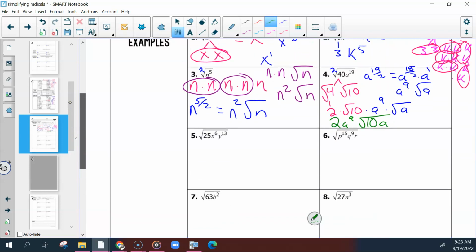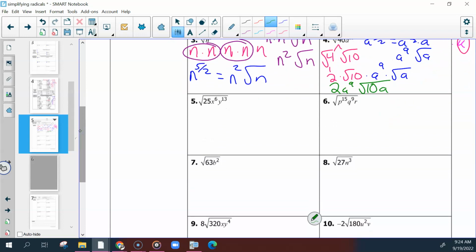Oh, the factor tree method? Yeah, sure. You said 5, or did you mean 4? 5, okay. So if we were doing 5 the factor tree method way, 25 is a perfect square, but if we're not thinking that, that's okay. So we know that'd be 5 and 5. We could list out all of our x's and y's and find pairs. So x to the 6 would be 6 x's. And then 13 y's.